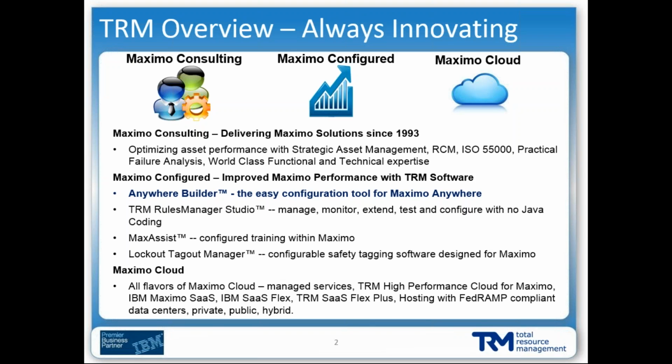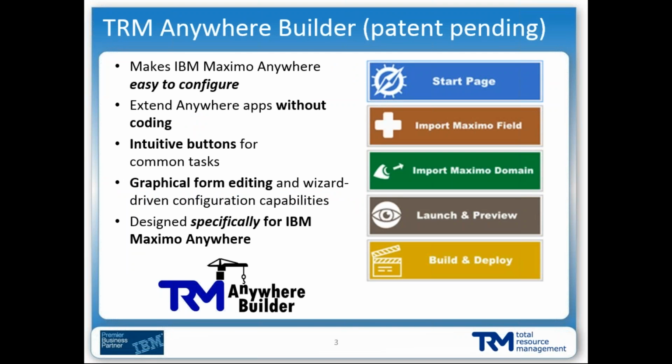Our software line includes the Rules Manager Studio suite of capabilities, Max Assist, an embedded training tool, Lockout Tagout Manager, and what you are all here to see today, Anywhere Builder. And as one of the premier Maximo Cloud providers, we offer all flavors from managed services for hosted solutions to our own hosted solution, IBM Maximo SaaS, TRM Maximo SaaS Flex Plus, to FedRAMP compliant data centers for our federal clients, and more.